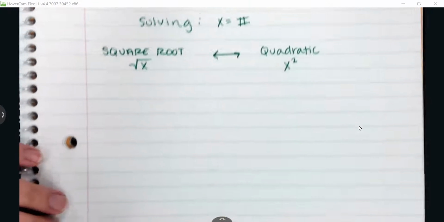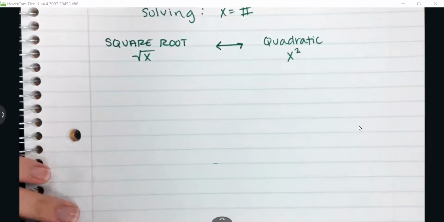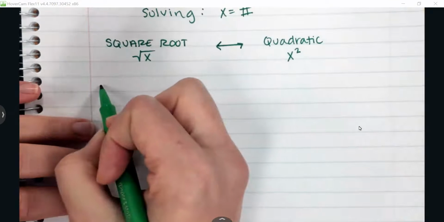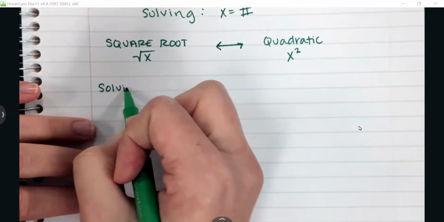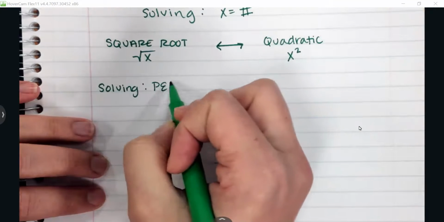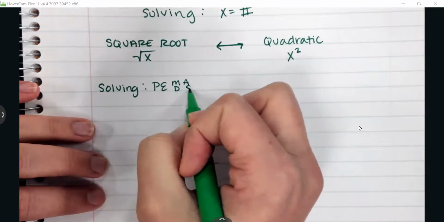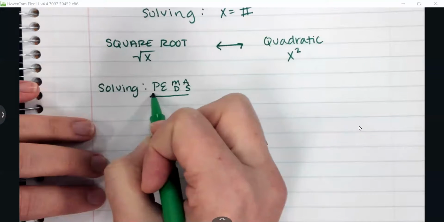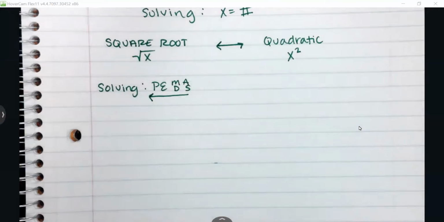We're going to do two problems together, okay? Let's write this down first though. When I am solving, it is PEMDAS, but we go backwards. Solving is PEMDAS backwards. So I always try to add or subtract first, then I try to multiply or divide. We are working outside in, okay?